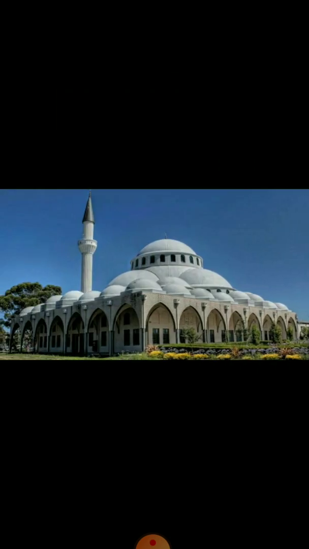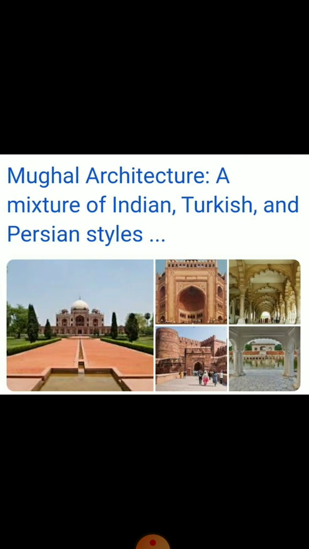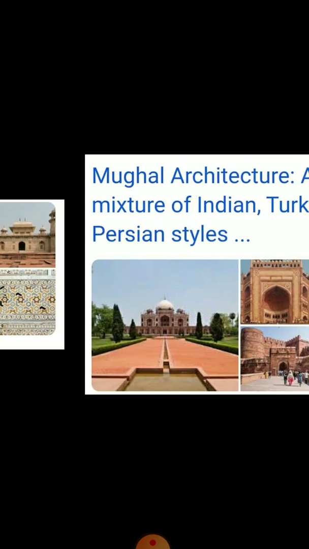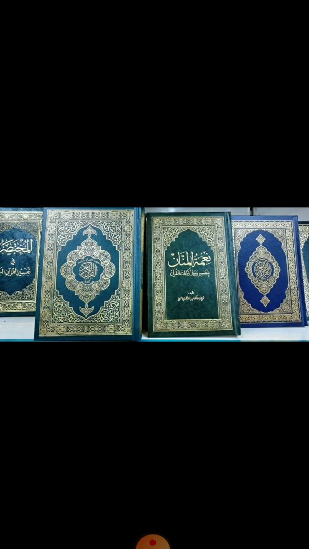The Indo-Islamic style included domes, minarets borrowed from Turkish style, floral and geometrical patterns with verses from the Quran, along with regional styles from Rajasthan and Malwa.